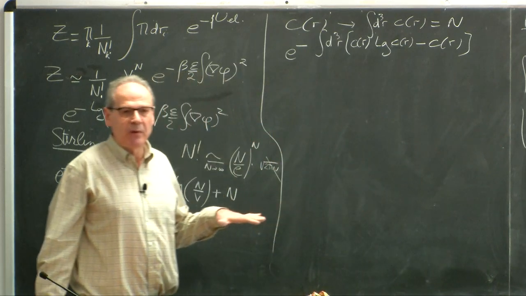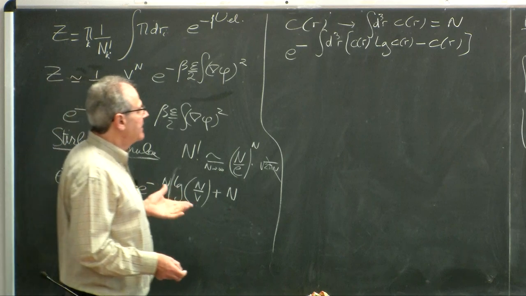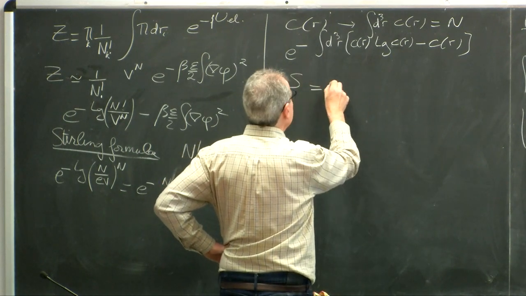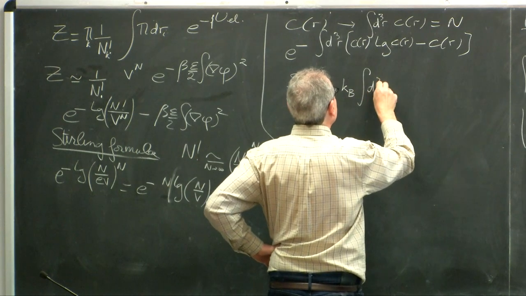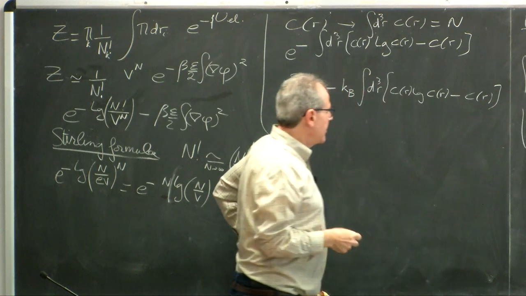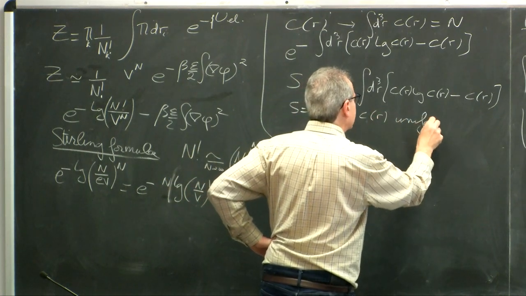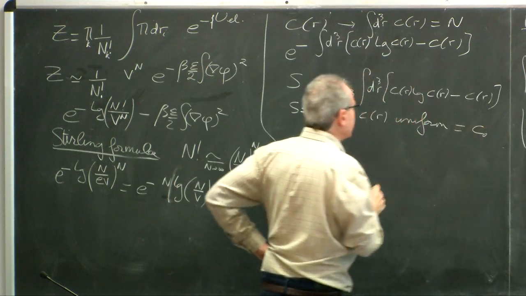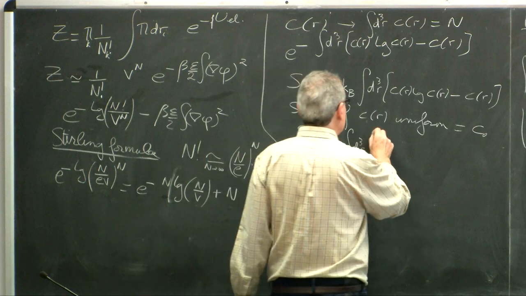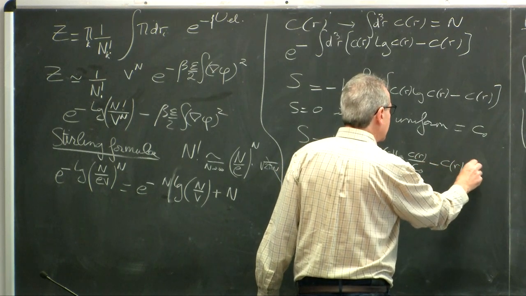And now, you know that when you calculate entropies, you always need a reference state with respect to which you calculate your entropy. So my entropy then is something like S equals minus kB integral d3r c of r log c of r minus c of r. Now, if I want my entropy to be equal to zero if c of r is uniform, equal to c0, then you just have to subtract, and you write that S equals minus kB integral d3r c of r log c of r divided by c0 minus c of r plus c0.